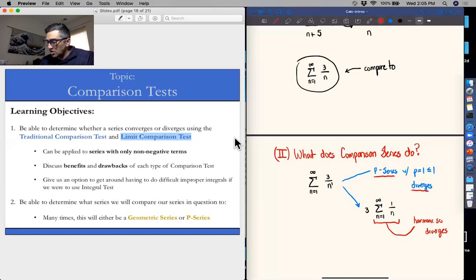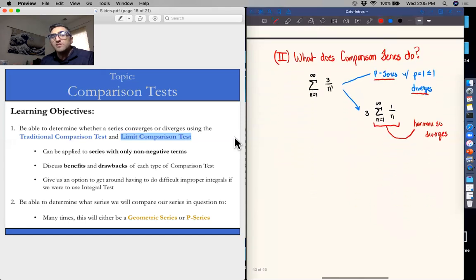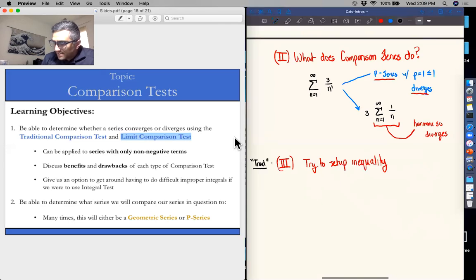And if we think about this in terms of logic, the only way we could tell what our series does when comparing to a divergent series is if we can show our series is in fact larger than that known divergent series. So let's try to set up the inequality. And when we're trying to set up this inequality, this is under the guise of trying to do a traditional comparison test. So I'll just make that note. This is our traditional comparison test that we're trying out.